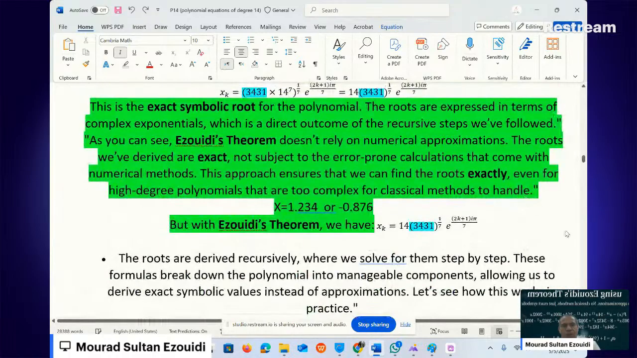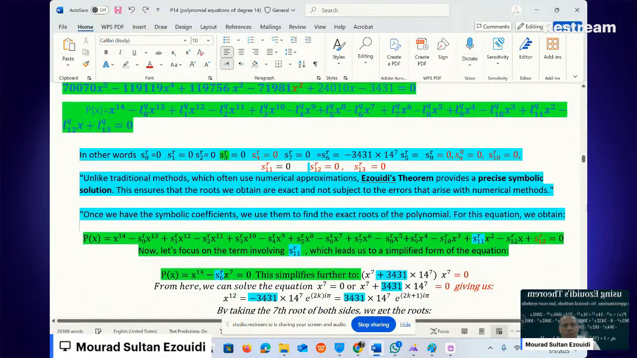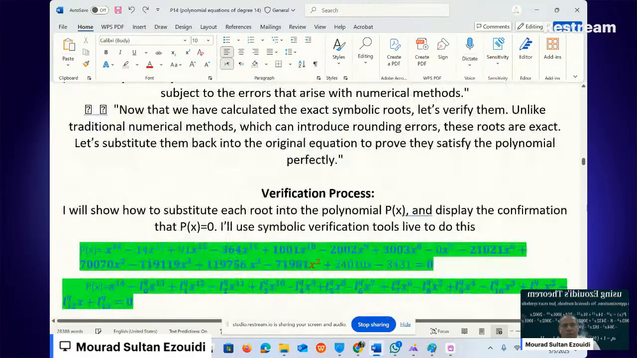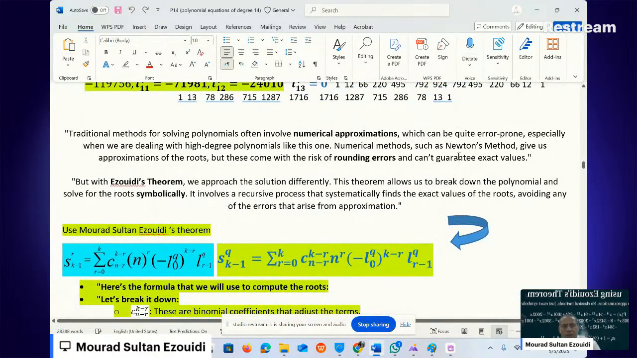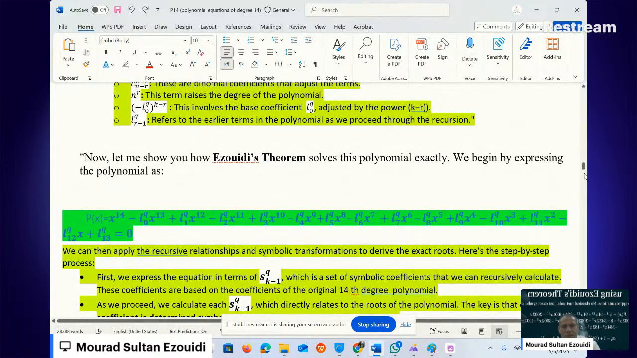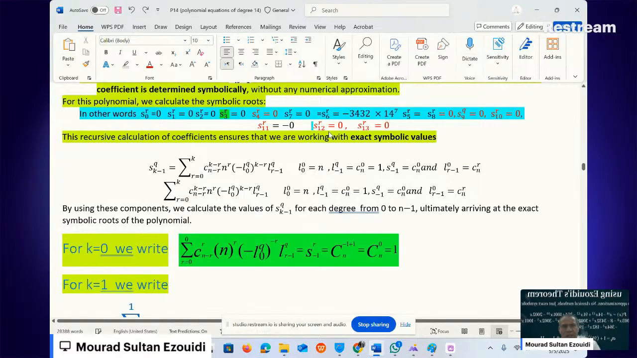Okay, we stop here. This is our example. Okay, we told here my professors that the value of S13 is equal to 3000, and is it? Yes, this is going to be equal to now. So this one is going to be equal, yes, it's correct, 3431 times 14 raised to the power 14. Here we go step by step.